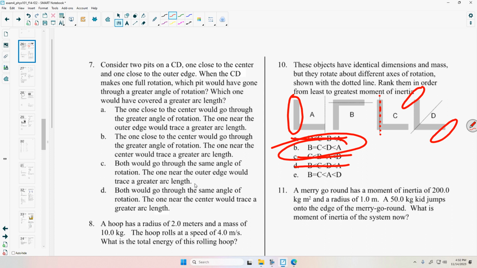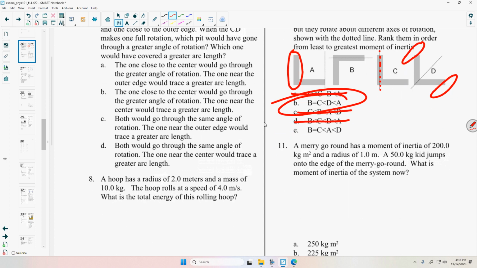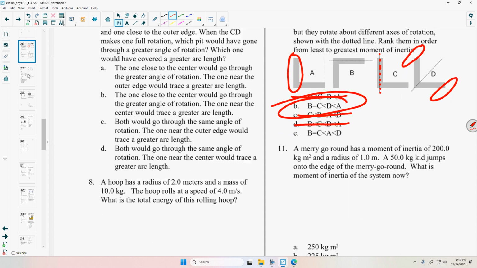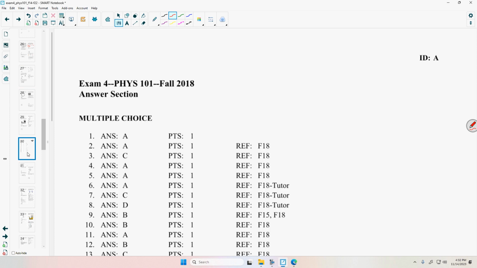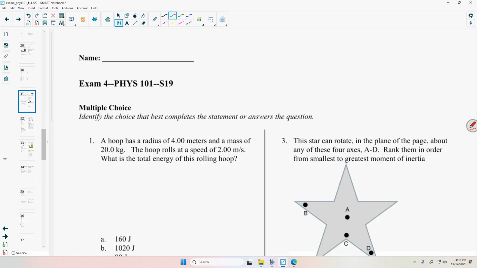Let's rank some torques too, okay? Okay. Thank you. 19 on fall 21. Can we do this star problem? We'll go do that one too. But let's do this one too.